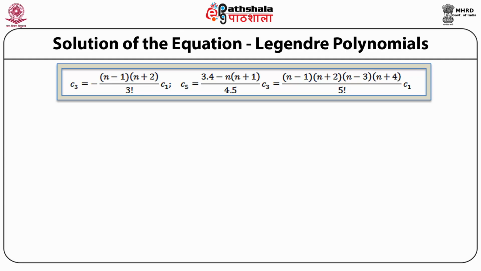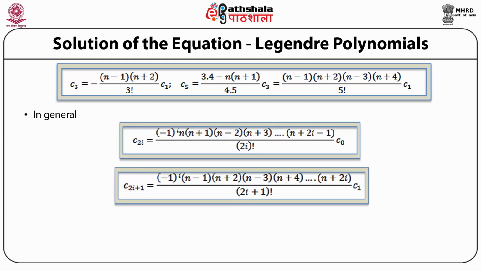Continuing in this way, we obtain the general expression for the even and odd indices respectively, given by c_2i is equal to minus 1 raised to power i into n into (n plus 1) into (n minus 2) into (n plus 3) and so on till (n plus 2i minus 1) into c0 divided by 2i factorial. c_(2i plus 1) will be equal to minus 1 raised to power i into (n minus 1) into (n plus 2) into (n minus 3) into (n plus 4) and so on till (n plus 2i) multiplied by c1 divided by 2i plus 1 factorial.